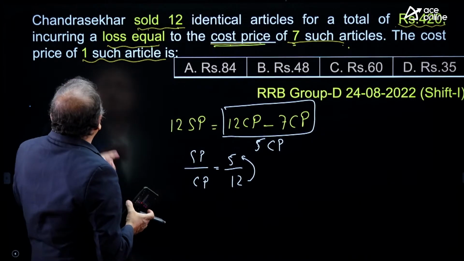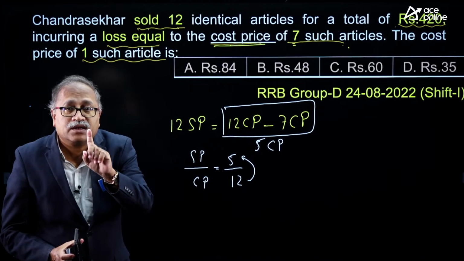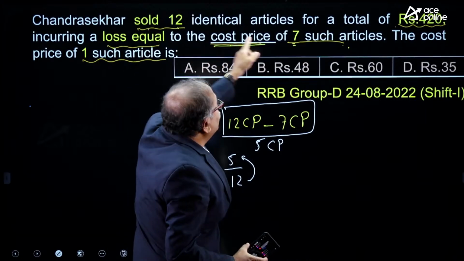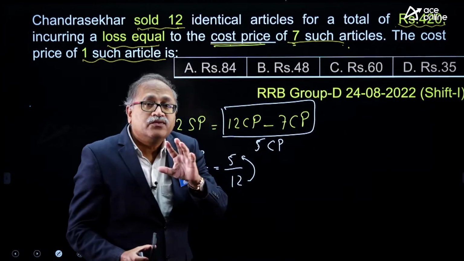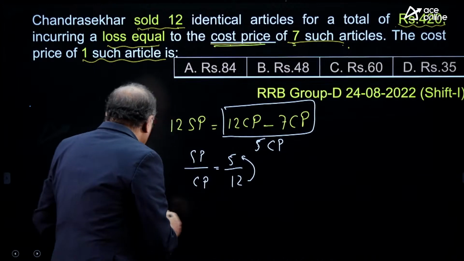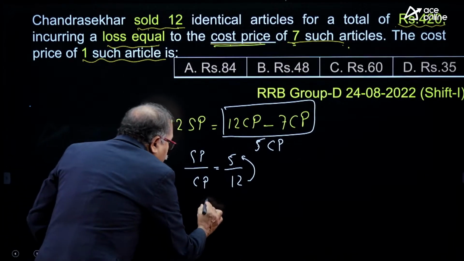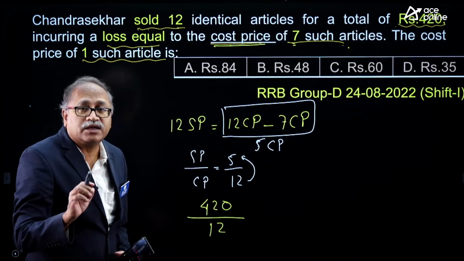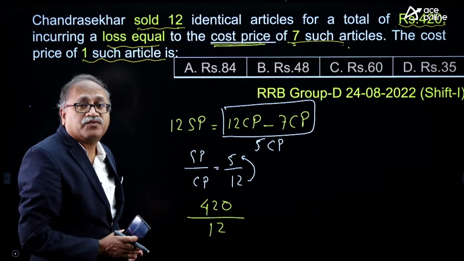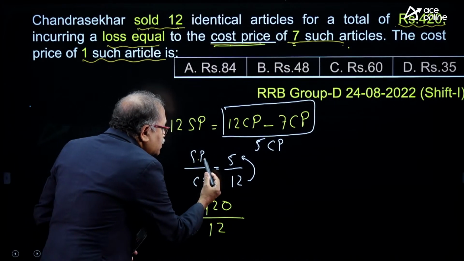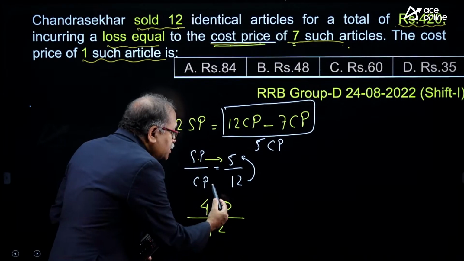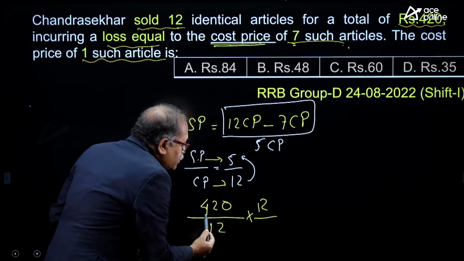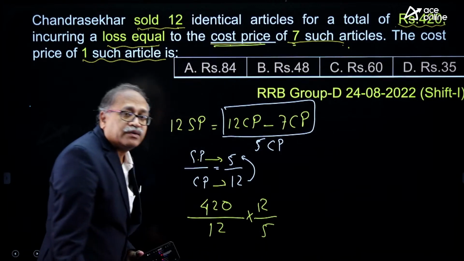But I need to find out the cost price of one article. So, let us find out: 12 articles sold for rupees 420. What is the selling price of one article? The selling price of one article is 420 divided by 12. But I need to find out the cost price of one article. So, if the selling price is 5 parts, the cost price is 12 parts. I need the 12 parts. So, multiply by 12, and the given selling price is 5 parts, so divide by 5.